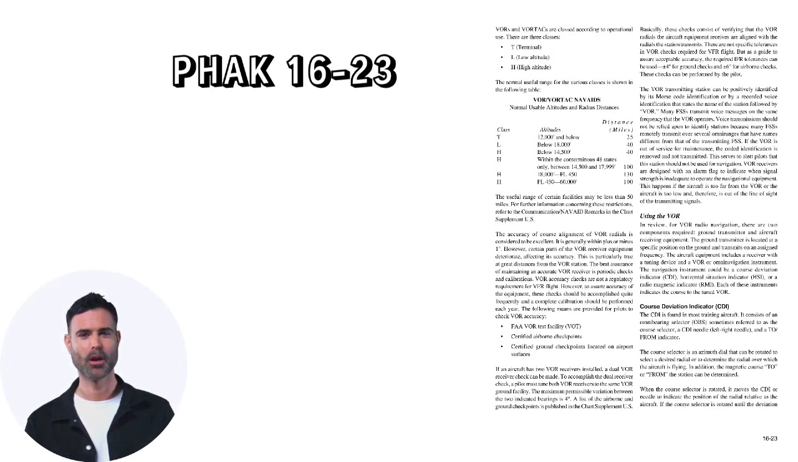The VOR transmitting station can be positively identified by its Morse code identification or by a recorded voice identification that states the name of the station followed by VOR. Many FSSs transmit voice messages on the same frequency that the VOR operates. Voice transmissions should not be relied upon to identify stations because many FSSs remotely transmit over several omni-ranges that have names different from that of the transmitting FSS.